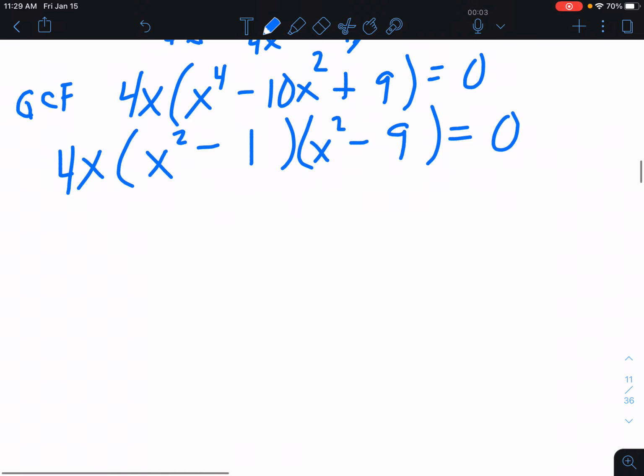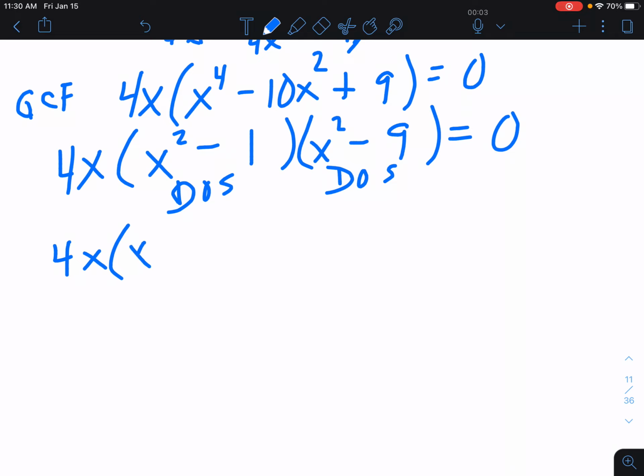Can I factor further? Yes, I can. This guy is a difference of squares. This guy is a difference of squares. So we have a lot going on in this problem. So again, if you forget difference of squares, pause this video now, go to YouTube, type in difference of squares, catch up. So that should be x plus 1, x minus 1. And the second one, x plus 3, x minus 3.